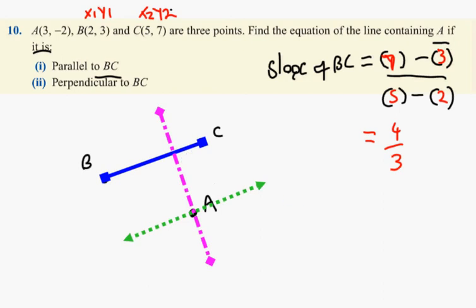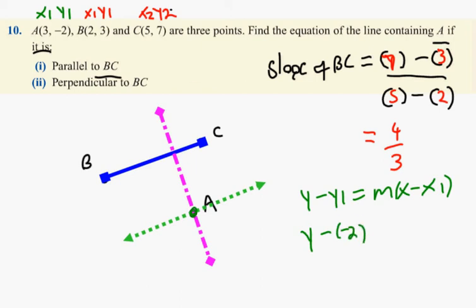So to get the equation of the green line, it's y minus y1 equals m bracket x minus x1. What point is on the green line? Guaranteed to be on the green line. A. So A is our new x1, y1. So y minus, what's minus minus 2? So y plus 2 equals, we don't know the m value just yet, or do we? Oh yeah. And then x minus 3. Now, the m value is 4 over 3.